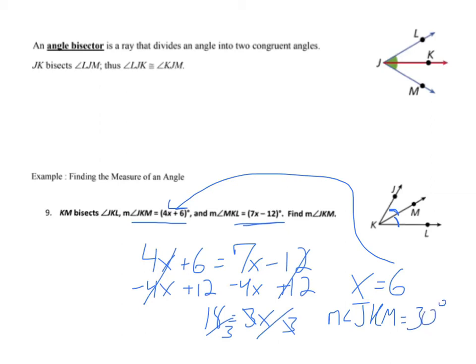And then if I just want to double check myself, the measure of MKL should also equal 30, right? Because JKM and MKL should be equal due to the fact that KM is a bisector. So if I really want, I could take this 6, also plug it into MKL. I get 7 times 6 is 42. 42 minus 12 is also 30. So I know I got the question correct.